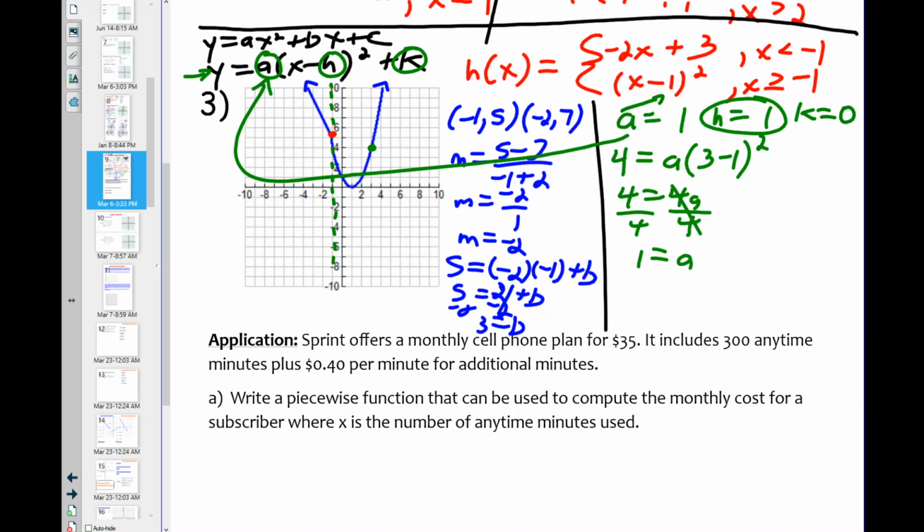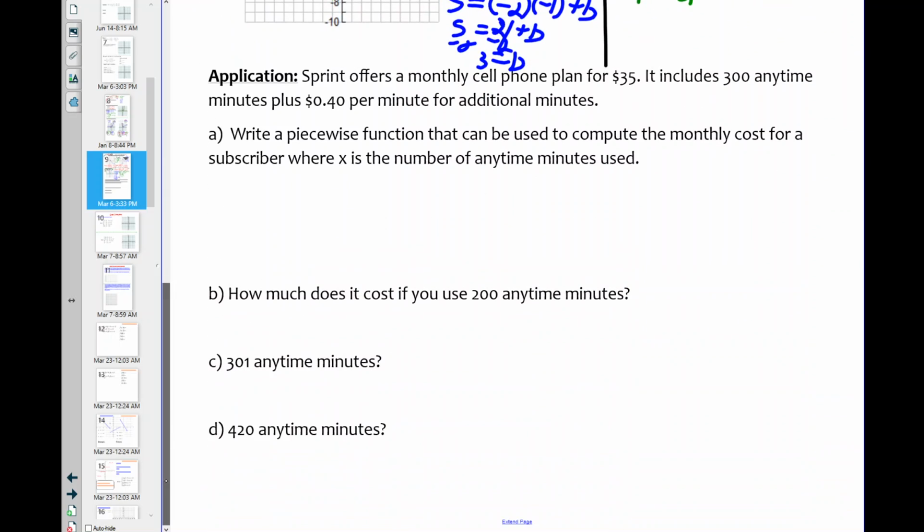Okay, the last one before we leave, word problem. Sprint offers a monthly cell phone plan for $35. It includes 300 anytime minutes.